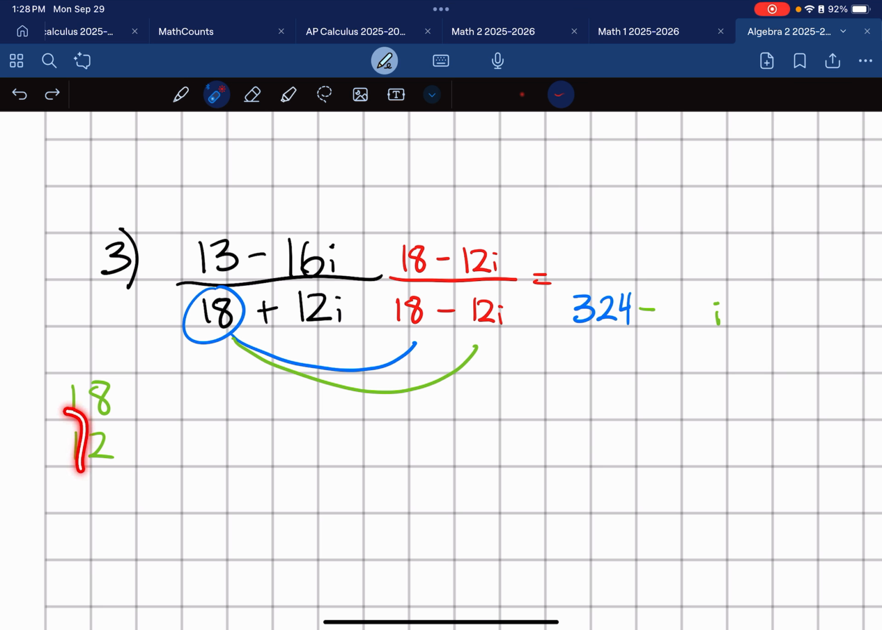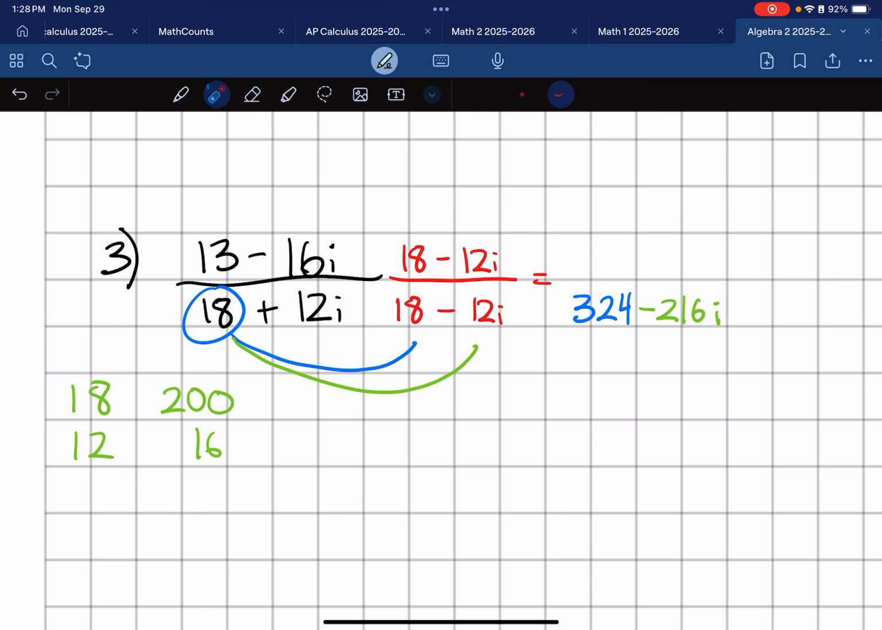Well, to multiply 18 by 12, you add these up. 18 plus 2 is 20. And then you add on a 0. And then you add on together what 8 times 2 is, which is 16. So the answer is going to be negative 216i. That's our shortcut for multiplying the teens, anything between 11 and 19.